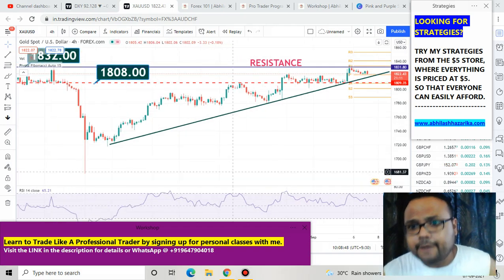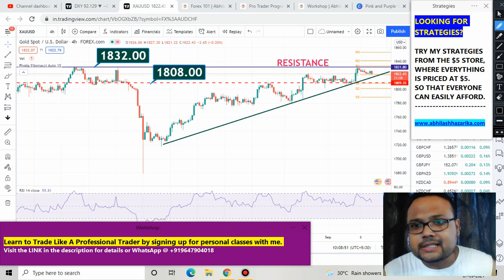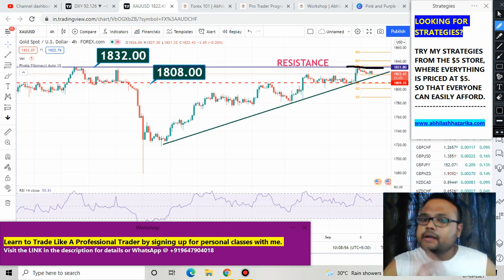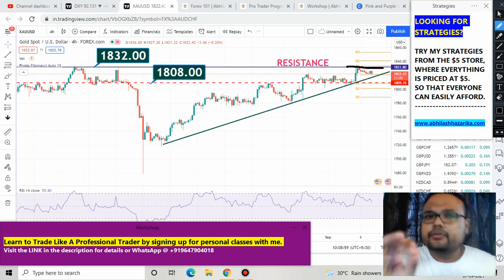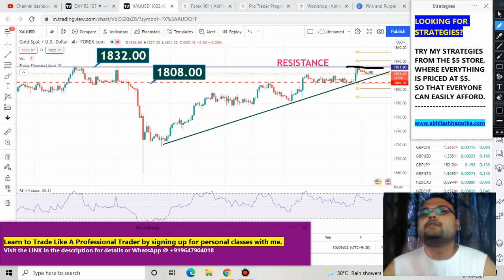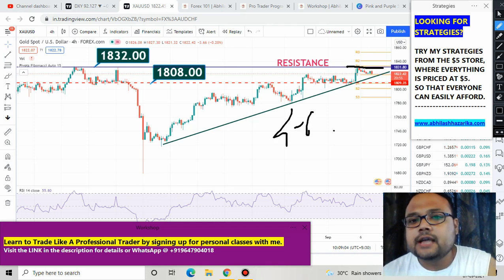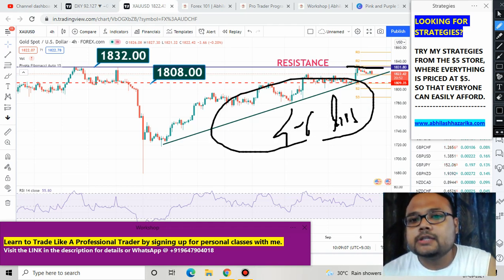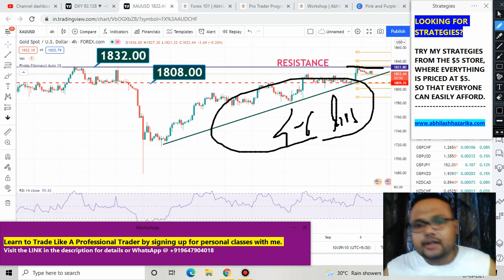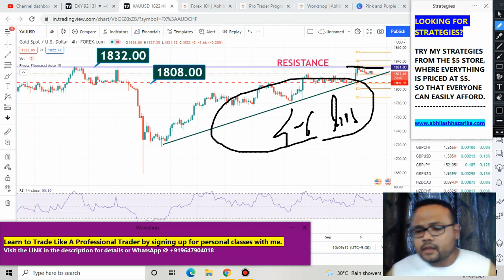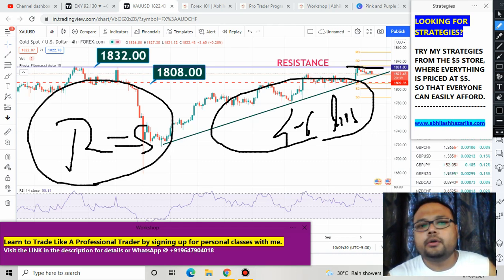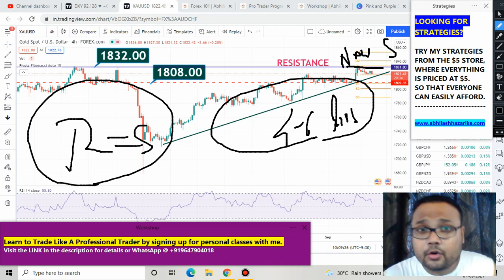On the other hand, listen to me carefully: if the market crosses the 1832 level, then also you can go for buy, but you need to wait for at least 4 to 6 hours and see how the price is reacting. If you see that the price is trading comfortably after 4 to 6 hours, then you'll get the confirmation that the resistance has become the new support, and you can go for buy.